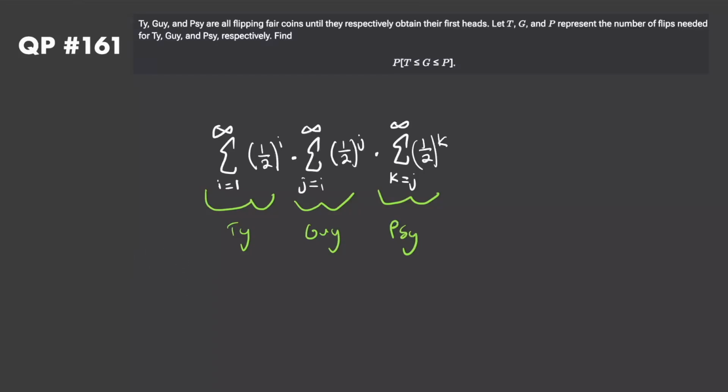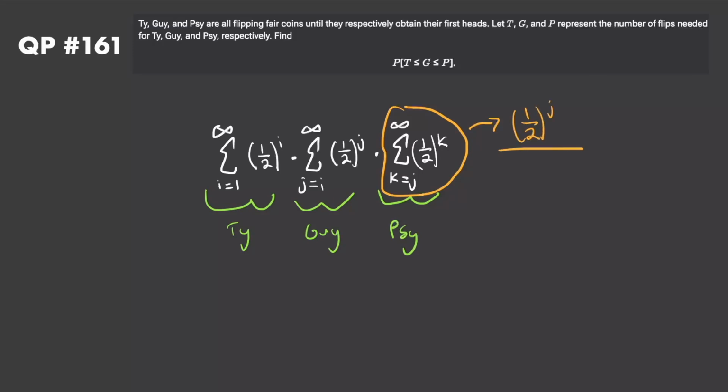And now we can just start evaluating these sums right here using geometric series, which we proved back in QP64. So we know how to evaluate this sum right here. The first term in this expansion is going to be when K is equal to J, which will give us 1/2 to the power of J on the top.